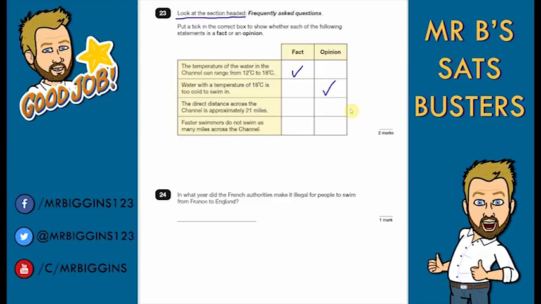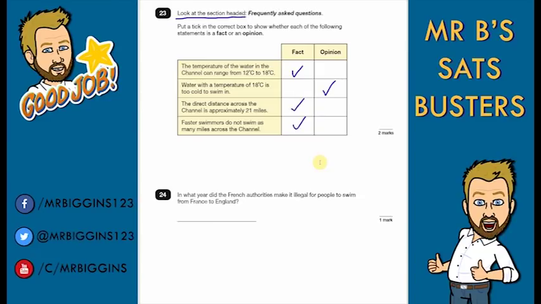The next one says the direct distance across the channel is approximately 21 miles. If we look there, it says how far is it from England to France, and it tells us it's approximately 21 miles in the exact same words, so that's a fact. Last one says faster swimmers do not swim as many miles across the channel. When it tells us how long does it take to swim the channel, it tells us that faster swimmers have a more direct route, so they don't swim as many miles. It literally tells us that, so that again is a fact. You would get 2 marks for all of the answers, and 1 mark if you had 3 of those right.